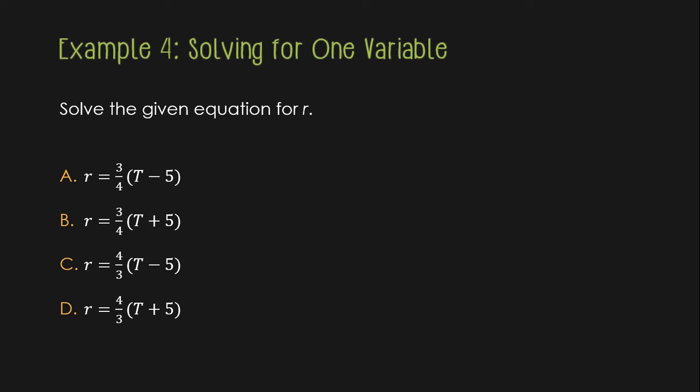Example 4, solving for one variable. So we want to solve the given equation for r. Here's my given equation: t equals 4 over 3r minus 5. All you're doing here is rearranging your equation for a different variable.